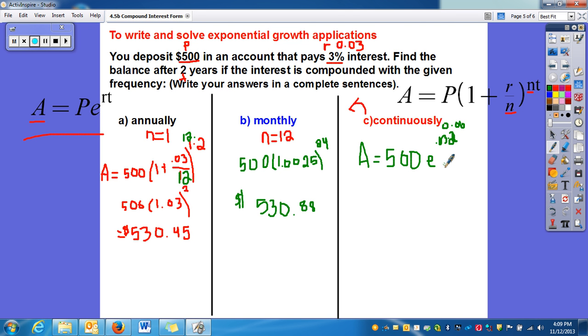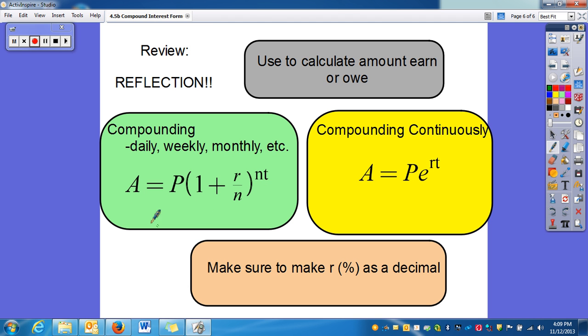So we have 0.06 to the E. And this time we get $530.92. So we earn the most money if we compound continuously, 4 cents more than if we do it monthly. Again, they're very similar answers, which they should be, because all we're doing is changing how many times we're actually doing the interest a year. So review, you have 2 formulas.